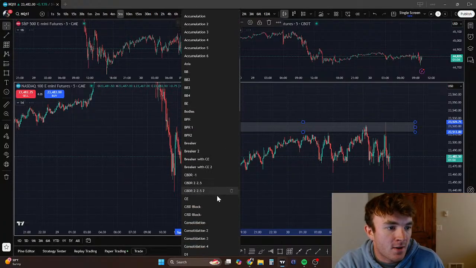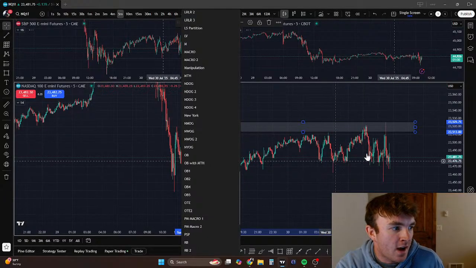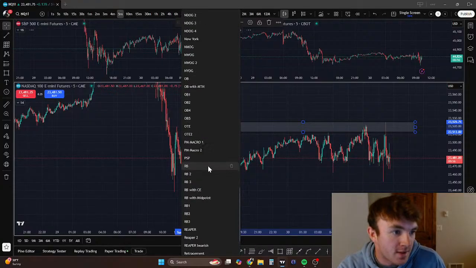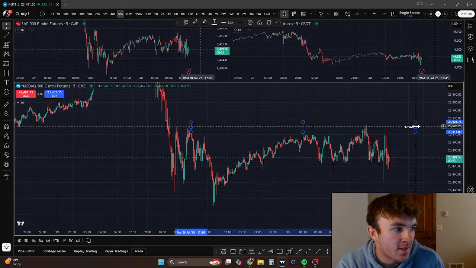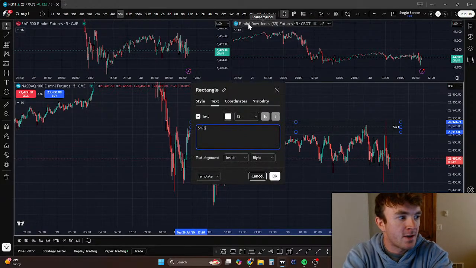I really do believe it's all just highs and lows. And so if the market's higher time frames are consolidating, the micro time frames are running liquidity. I mean, I'm not perfect, but I really do believe that that's the case. Like 5-minute rejection block.